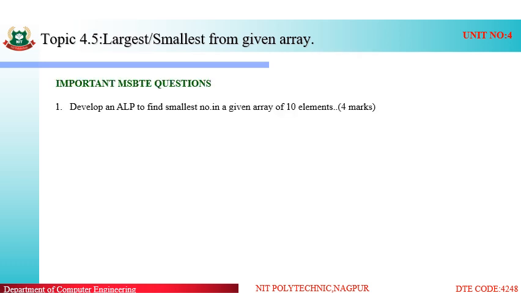Important for the MSBTE exam: out of these two programs, one is always mandatory. That means one example always comes inside the MSBTE question paper, whether we have to find the smallest number or the largest number in a given array of elements. If they have mentioned to draw the flowchart, then we have to draw the flowchart, else we only have to write the logic of the program, that is our assembly language program.